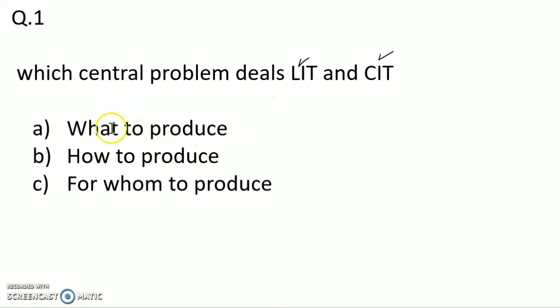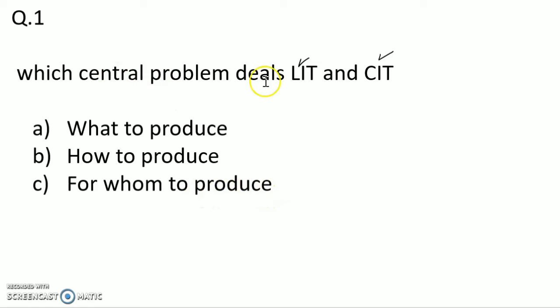So what is the answer? We know what to produce. That problem relates to selection of goods and services to be produced. Then what is how to produce? That refers to selection of techniques to be used for production of goods and services. Then for whom to produce? That deals with the distribution of produced goods and services among the individuals within the economy.